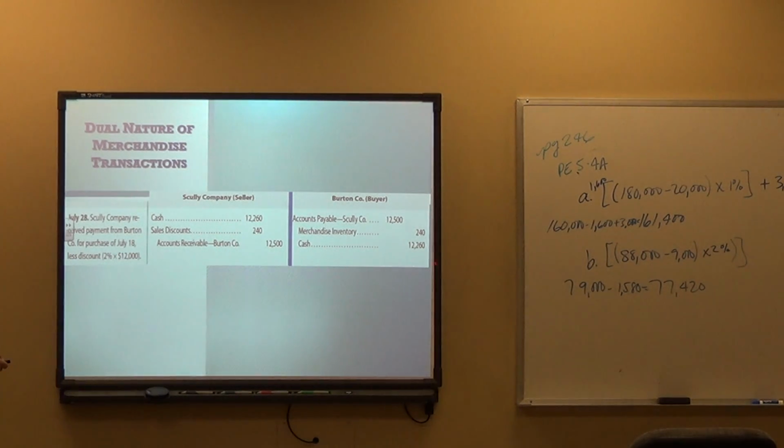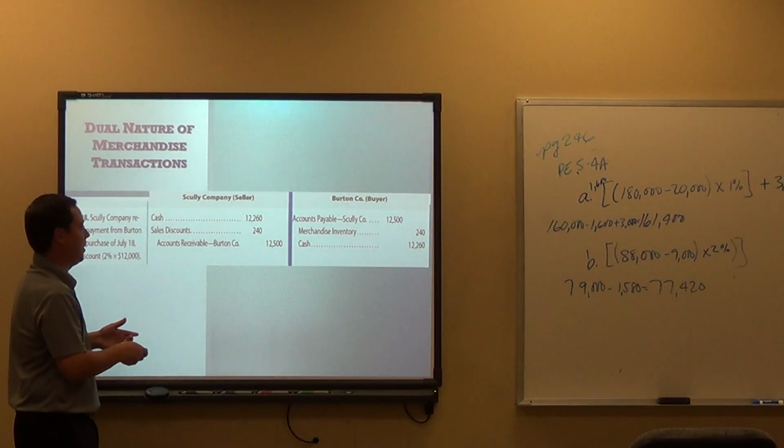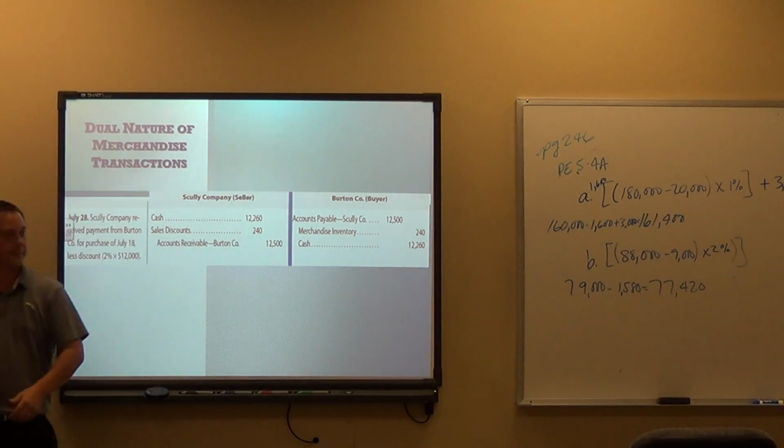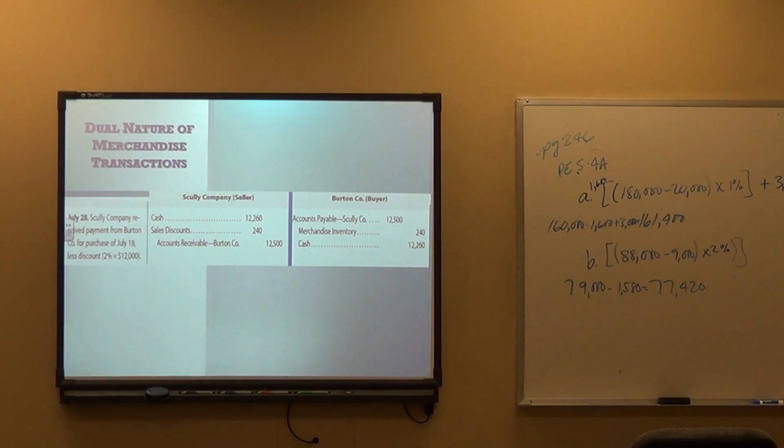And then if we were Burton, we credit $240 to merchandise inventory. So it reduces the cost of our merchandise inventory by crediting that. And then there's the cash that we paid out. So that's the cost to this company here. So does that help you guys see both sides of how it affects each company?